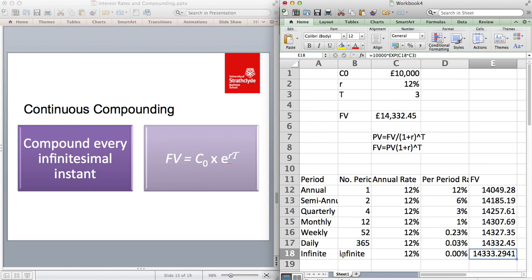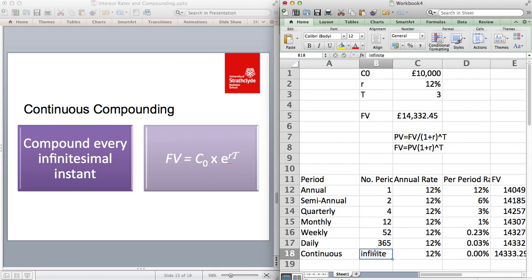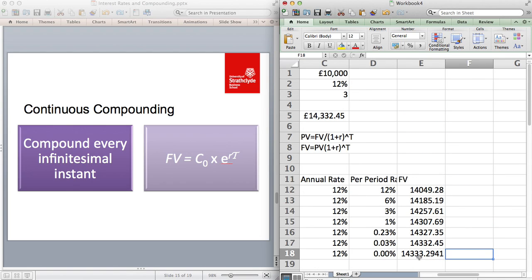investment with continuous compounding. And what I'm going to do is I'm going to go back, try and save my credibility by writing continuous here. The number of periods are infinite. Annual rate is 12%, compounded continuously. The per period rate is 0. Why? Because there are infinite periods. And the amount that it grows to is 14,333.